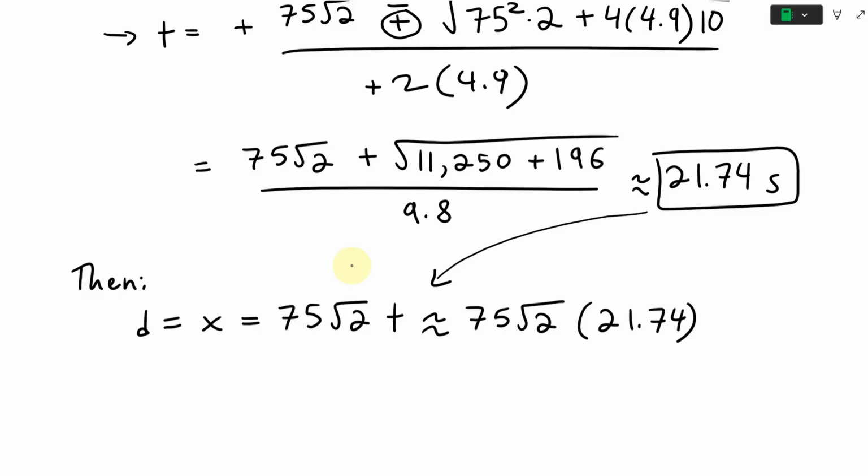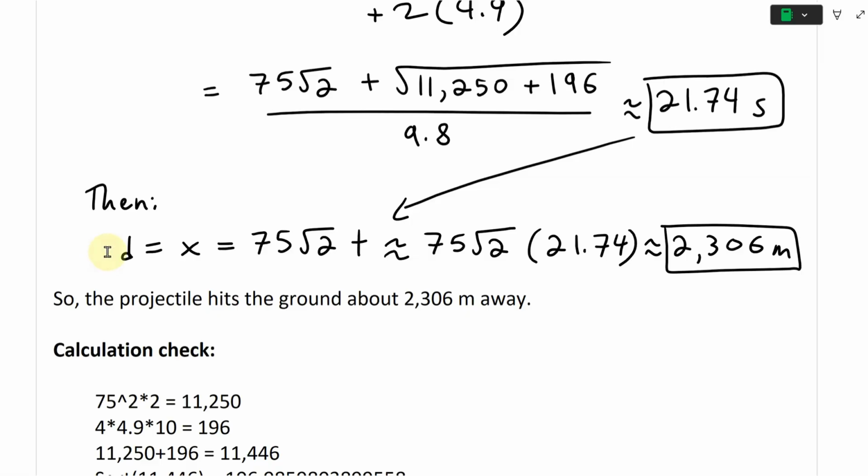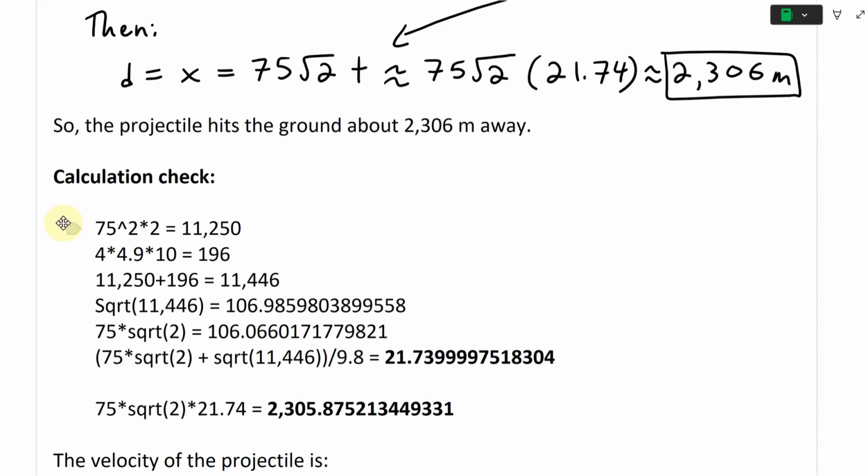Now if you plug this in the calculator, what we're going to get is approximately 2,306 meters. So at 150 meters per second velocity, launching something at 45 degrees, it's going to be in the air for 21 seconds and go 2,300 meters. Holy, so 2,306 meters approximately. So basically, the projectile hits the ground about 2,306 meters away.